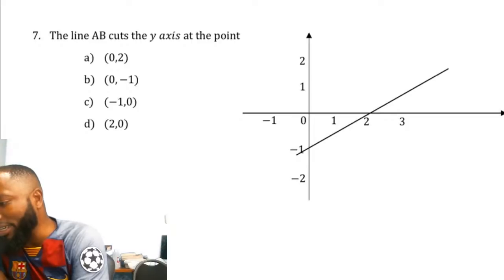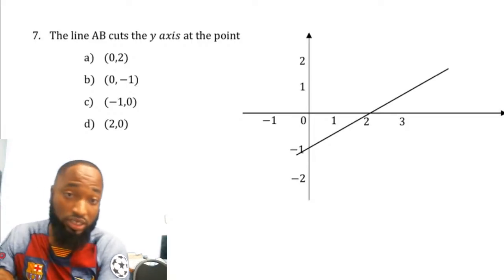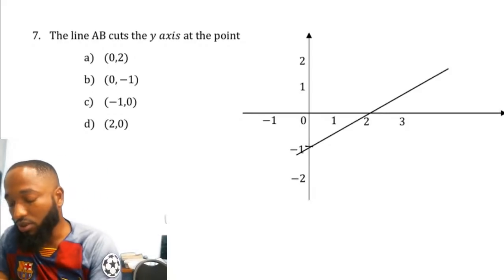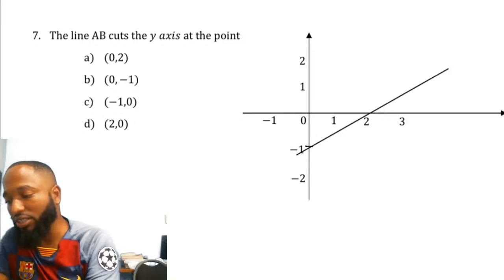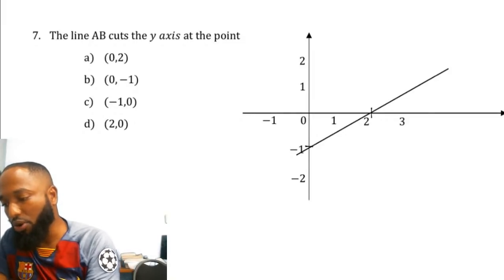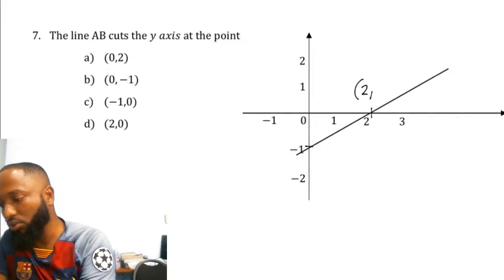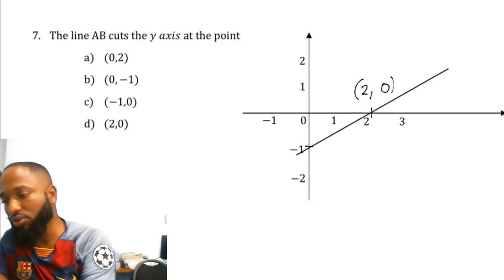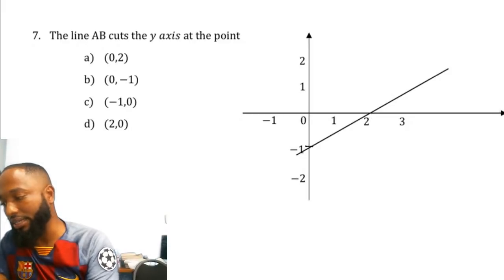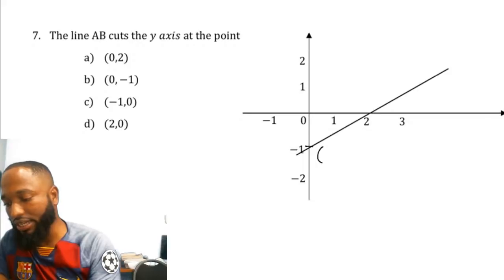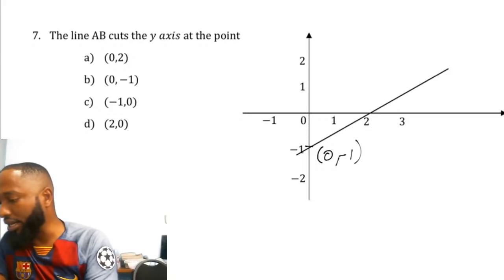The line AB cuts the y-axis at the point... You call this question 3 marks, yo. Now, some people just kind of mix it up. X comes first. So where it cuts the x-axis, the point is 2, 0. 0 on the y, 2 on the x. A point up here would be like 3, 1. But that's not what they're asking you for. They're asking where it cuts the y-axis. So it cuts the y-axis at 0 on the x, but negative 1 on the y. So that answer is B.